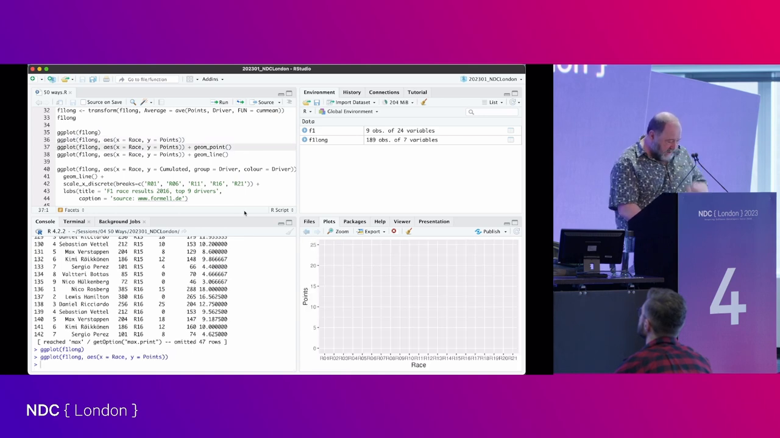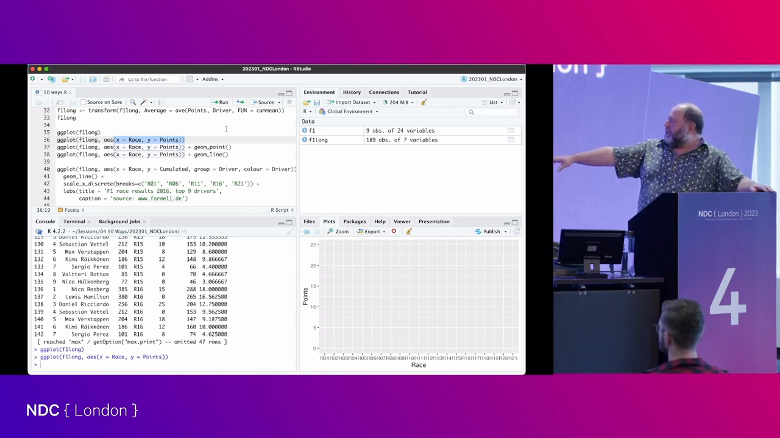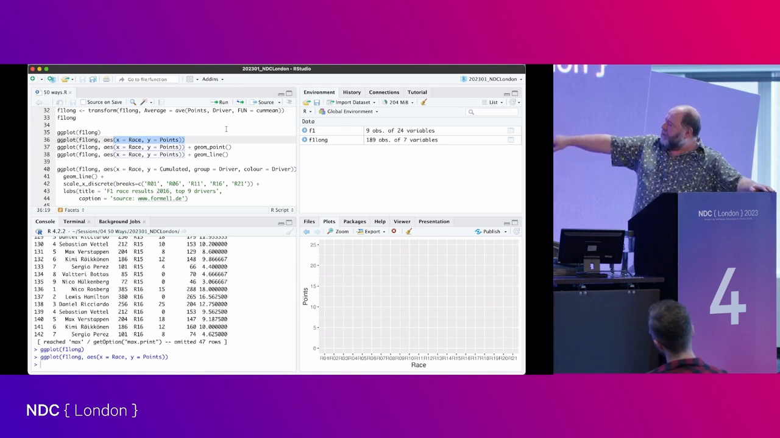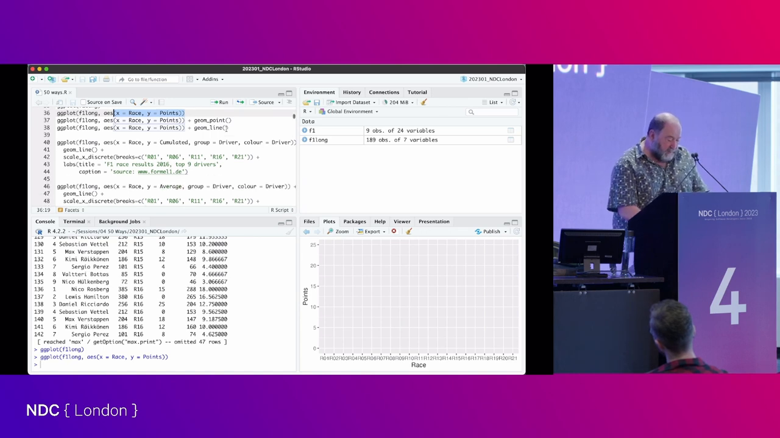We'll do this, and I stated here, my x-axis should be the races, and my y-axis should be the points. So the system already found out what is there to be. The races are on the x-axis, and the range of the points is on the y-axis. But still, we have no geometry, so that follows now.